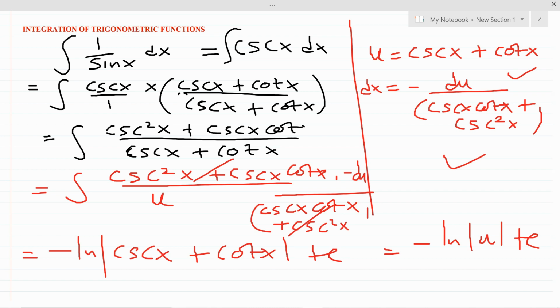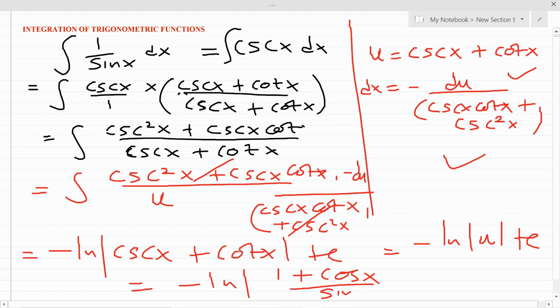If you want to do any simplification again, you can continue and do it. Yes, there is a simplification we can do, because cosec is 1 over sin x and cot is cos x over sin x, so we can get something like negative ln of 1 plus cos x over sin x, plus c. So that is the final answer for integrating 1 over sin x. I hope you understood the process. Let's go and integrate sec x rather, and we'll be done.